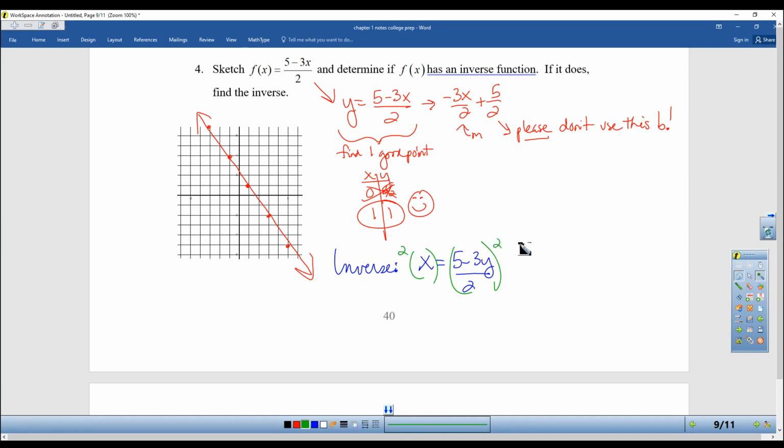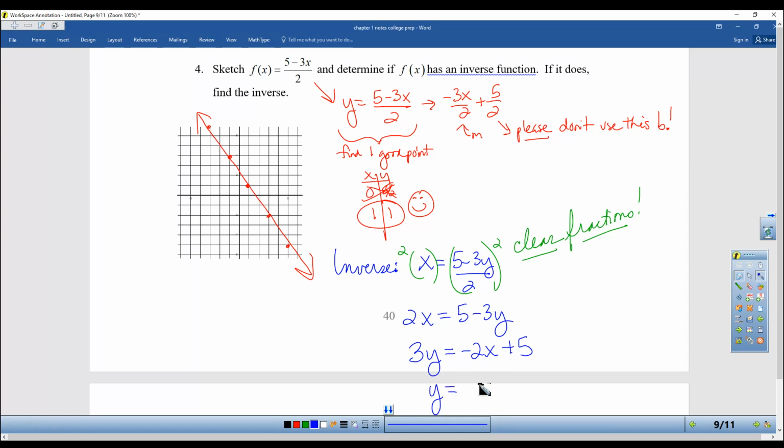Multiply both sides by 2 to clear the fractions. That gives me 2x is equal to 5 minus 3y. So I don't have to divide by a negative, I'm actually going to move the 3y to this side and the 2x to that side. I'm trying to get it into a format that I really like. I divide both sides by 3.